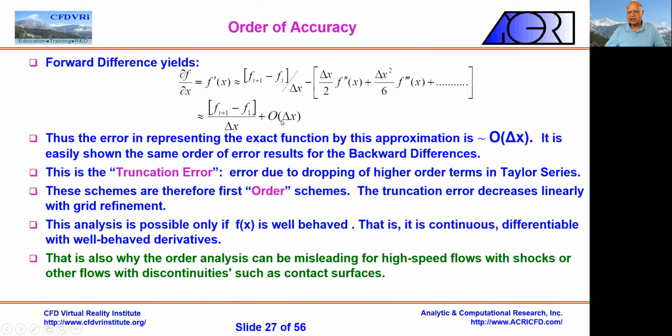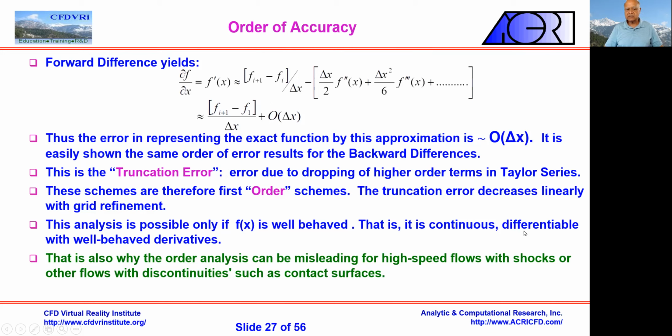But that doesn't happen in real life. You seldom get that. It only happens in a linear function, where the second gradient is 0, right? So except for a linear function, this obviously is not exact, okay? So the error of representing the exact solution by this approximation is on the order of delta x. And the same can be shown for the backward difference. This is called the truncation error. This is error due to truncating the Taylor series of the higher order terms. That's why it's truncation error. So these schemes are of first order because the leading error component is on the order of delta x.